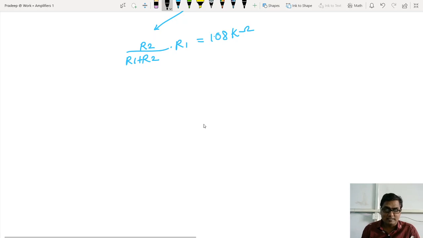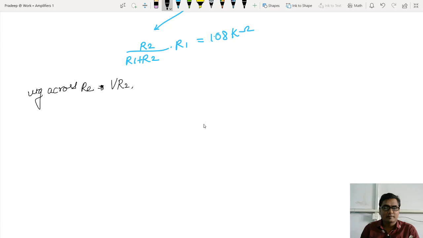Now come to the next part. We will calculate the voltage across R2, because finally I am interested in R1 and R2. There is no direct way to calculate R1 and R2, so I have calculated the parallel combination of R1 and R2 and got the value RB, 1.08 kilo ohm. Now from the voltage divider bias circuit, the voltage across R2, let me write it as VR2.